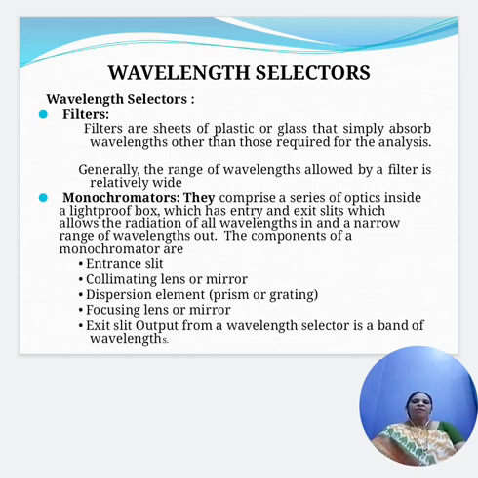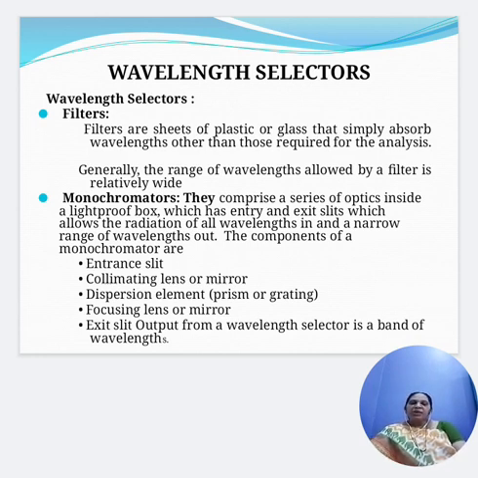The second type of wavelength selectors are monochromators. They comprise a series of optics inside a light-proof box which has an entry and an exit slit, which allows radiation of all wavelengths in a narrow range of wavelengths out. The components of a monochromator are the entrance slit. A monochromator allows all radiations and it gives a radiation of specific wavelength.